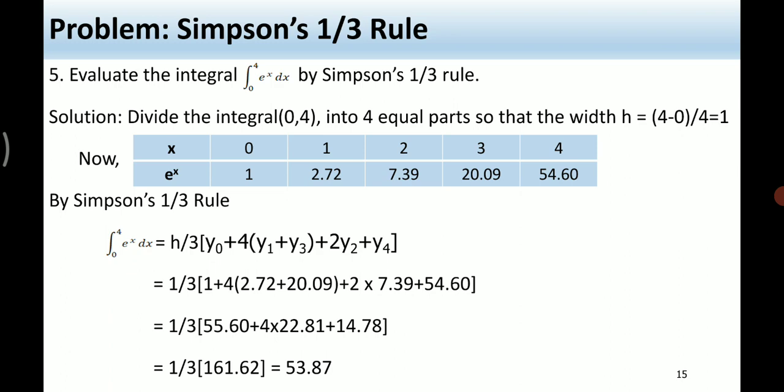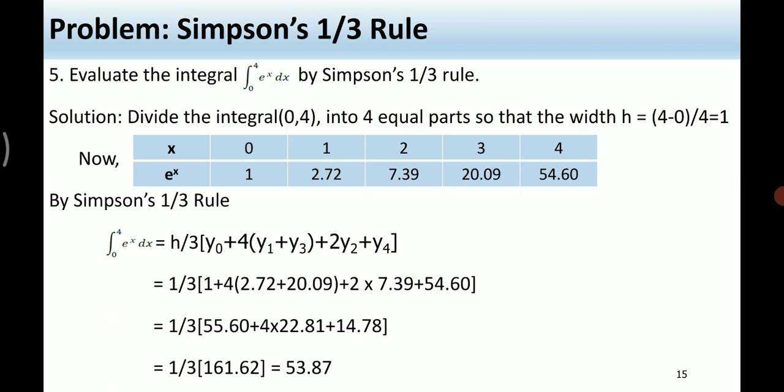So the width h is equal to 4 minus 0 divided by 4, which gives 1. So in order to compute your width we use 4 minus 0 divided by 4 is equal to 1. Therefore the interval difference h is 1, and we divide it into 4 equal parts. Therefore we have the x values 0, 1, 2, 3 and 4, and we have to compute e power x. So e power 0 is 1, e power 1 is 2.72, e power 2 is 7.39, e power 3 is 20.09, e power 4 is 54.60. So we get the values.